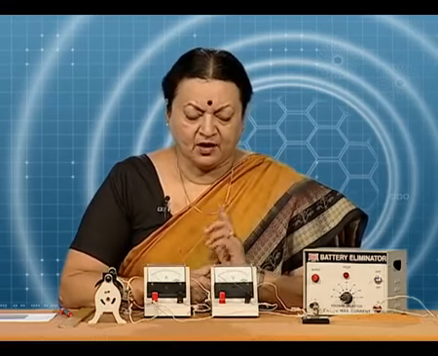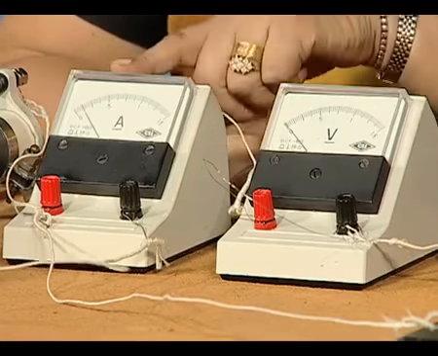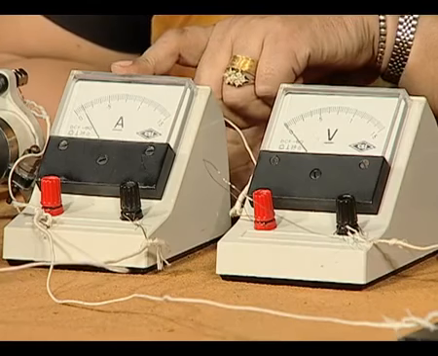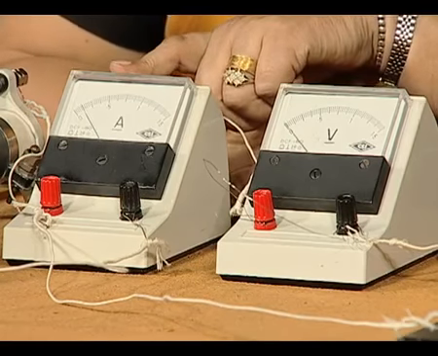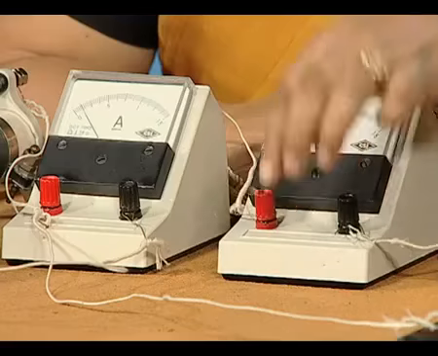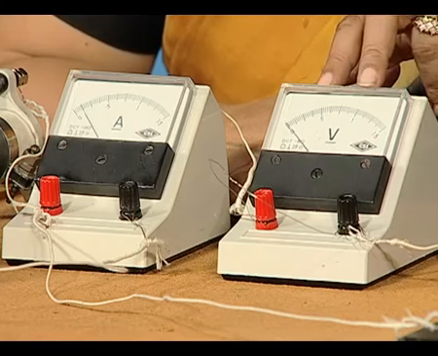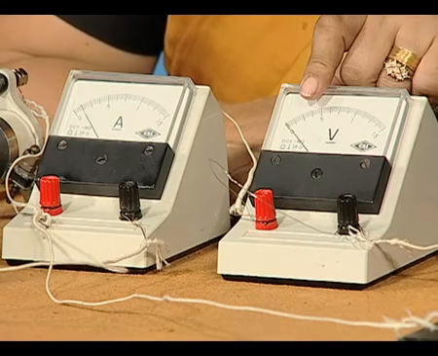Where can we go wrong in this experiment? One mistake which children normally make is connecting the ammeter not in series. You have to have your ammeter in series, so that all the current flows through it, and the voltmeter should always be connected in parallel with the conductor. The current flows through the conductor. So, this is in parallel with that. So, this should always be taken into account.